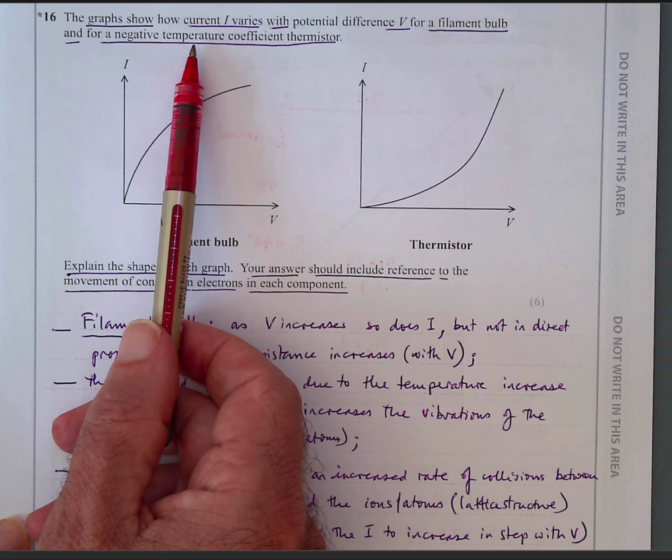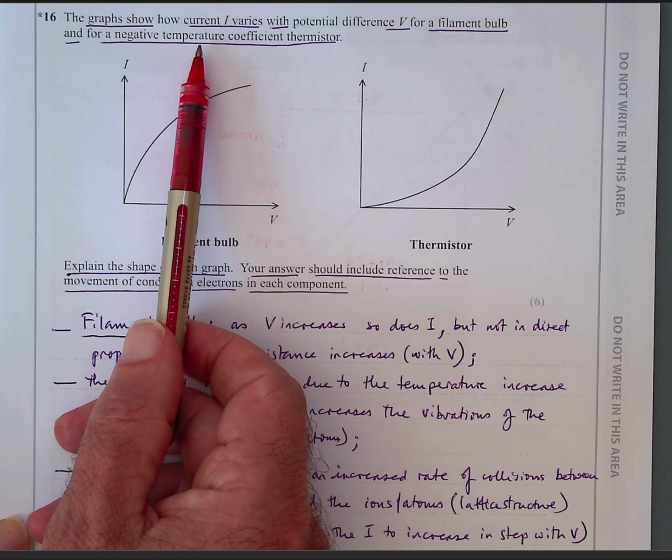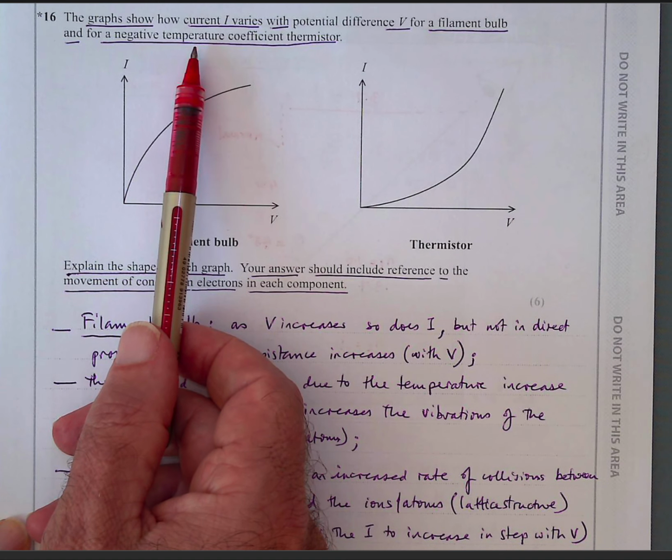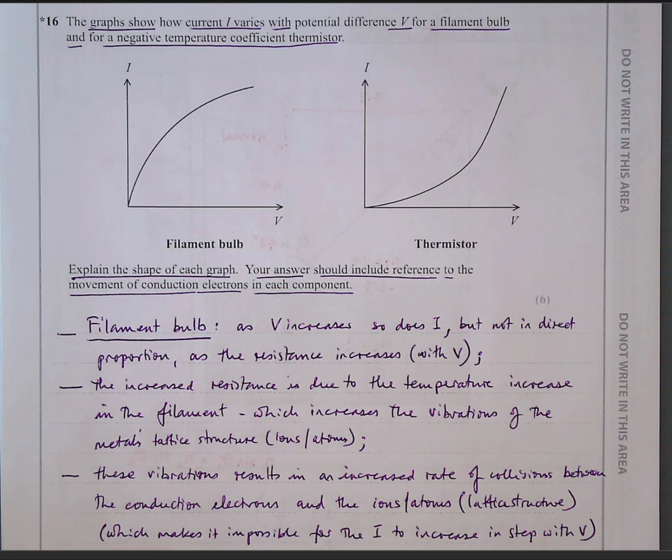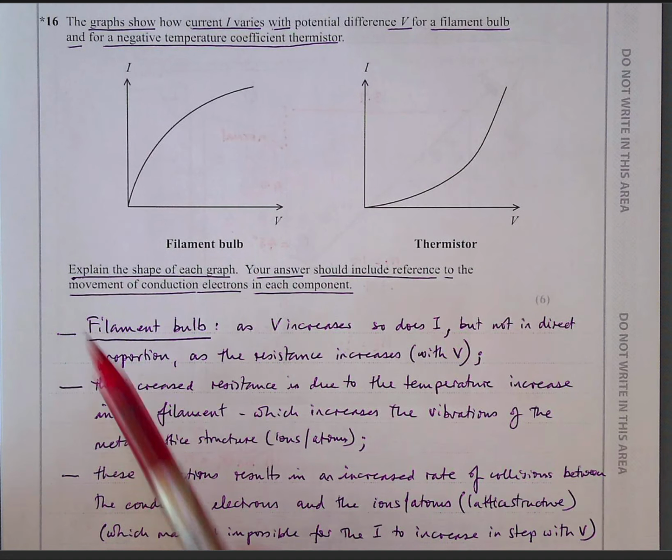So if temperature goes up, it actually releases electrons, because it must be some kind of material like a semiconductor where you increase the number of conduction electrons, and that's what the question's about. They want you to explain the two shapes of the graphs. They say explain the shape of each graph. Your answer should include reference to the movement of conduction electrons in each component.